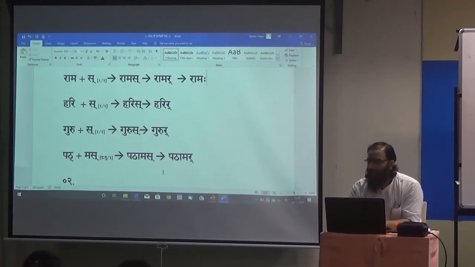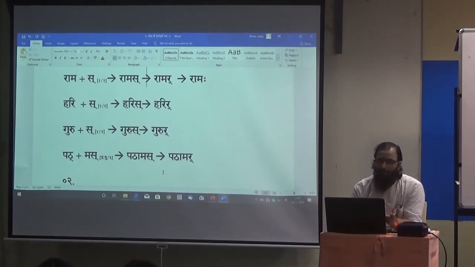Ramaha, Ramau, Ramaha, Ramam, Ramena. Where does Ramaha come from? Ramaha comes from Rama plus Sakara. Padanta Repa. Repa is Ramaha. The Bahuvachana, Ramaha. Another pratyaya is added, you get Ramaha.